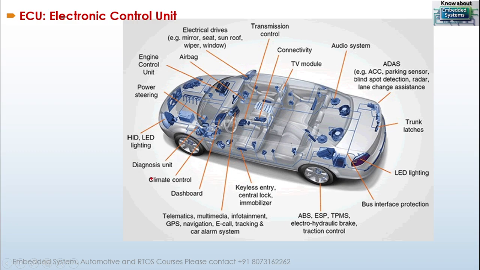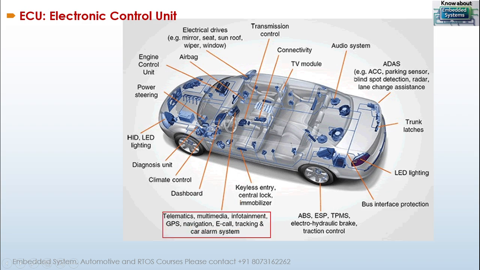Then the next ECU you can see is climate control. Climate control, as you know, is the internal environmental control, like AC control, hot air, fans, and so on. Many such features we can control using climate control. Then your dashboard, the centralized unit, we will also call it. The diagnosis unit and the dashboard both will be common in vehicles.